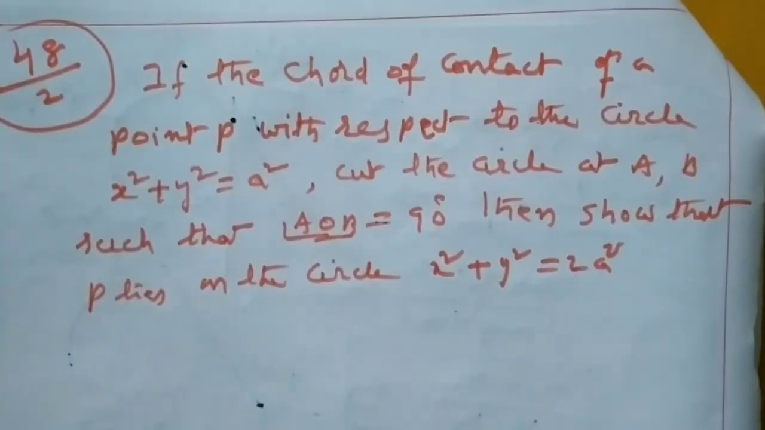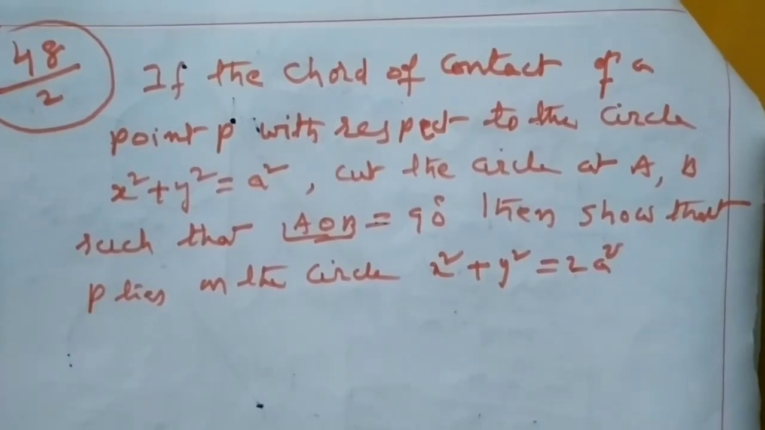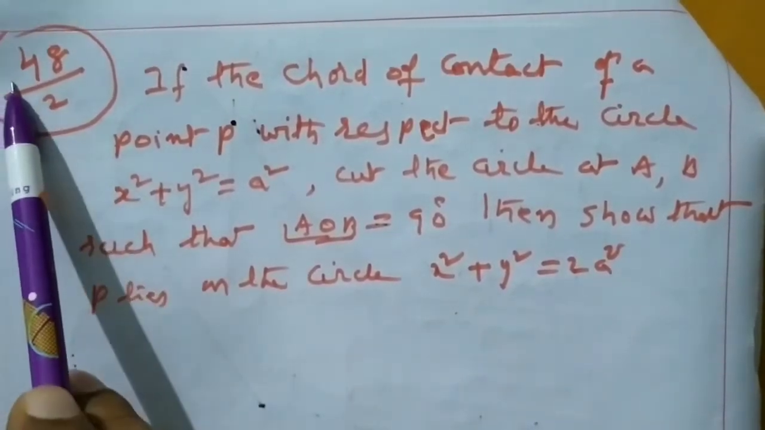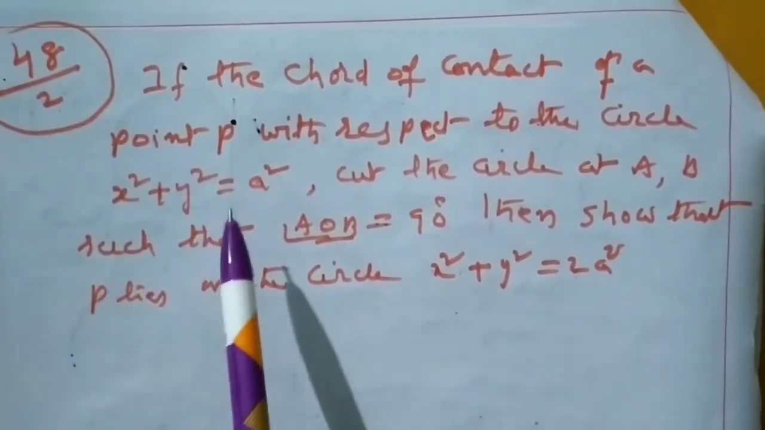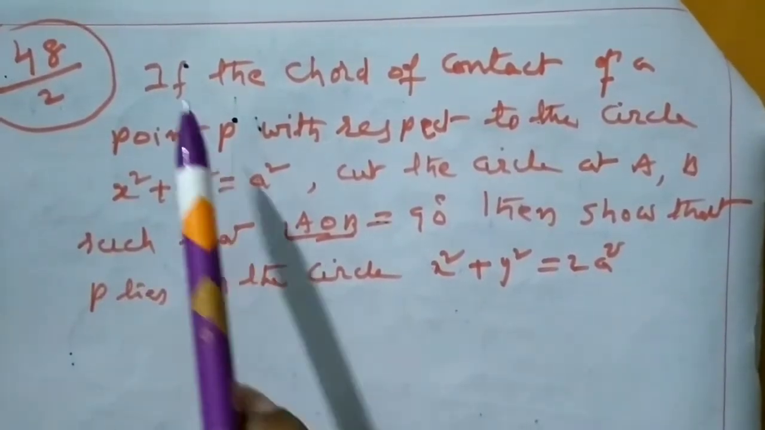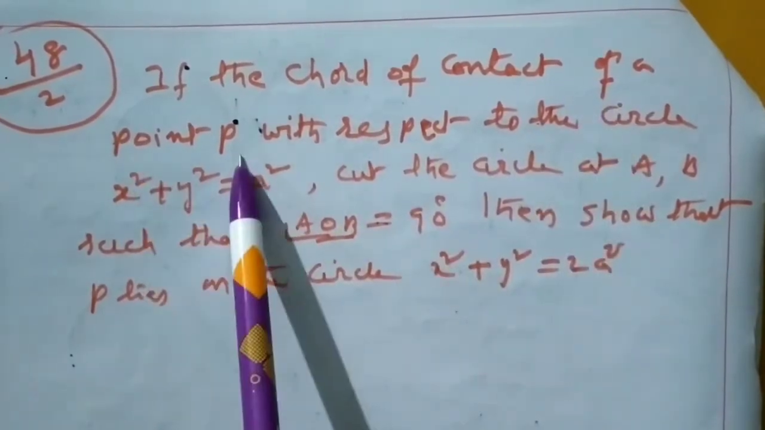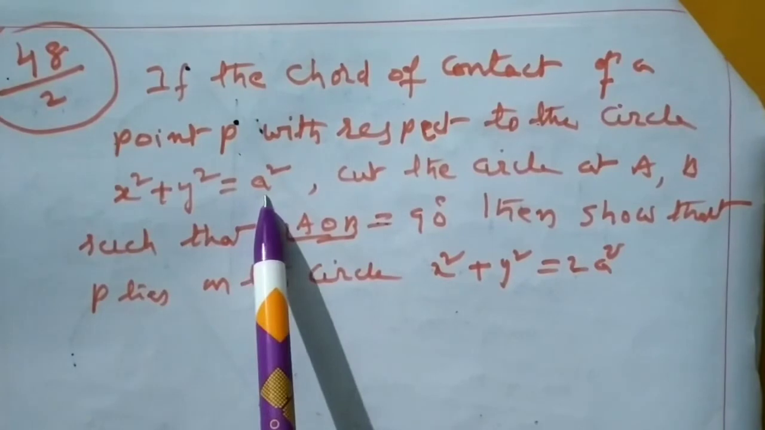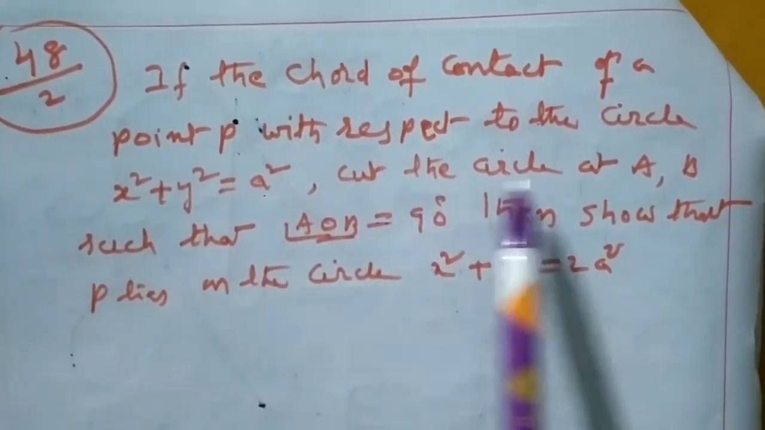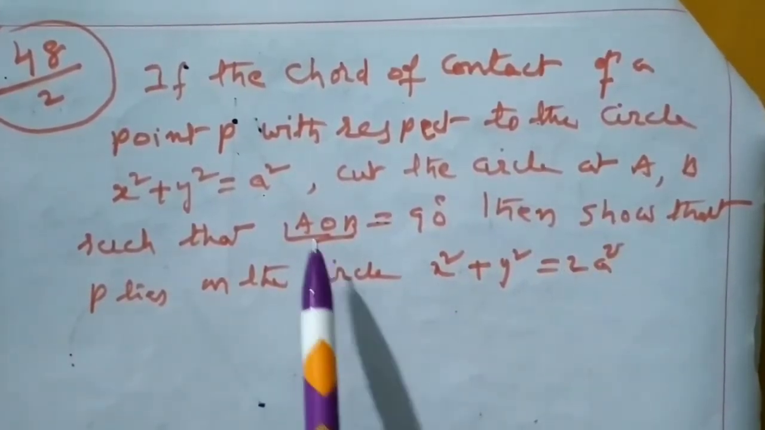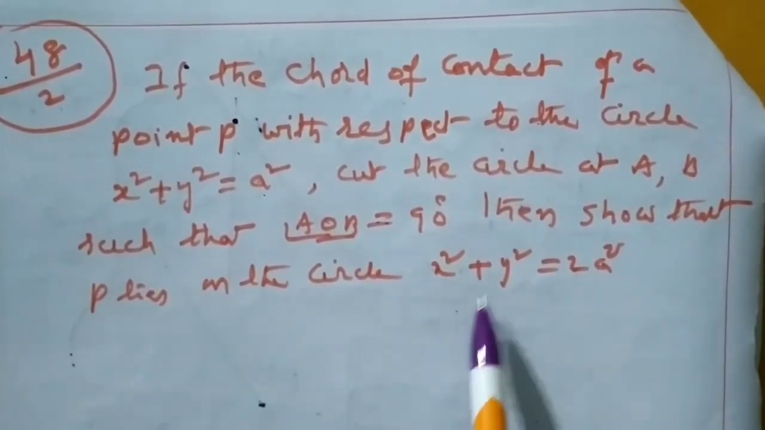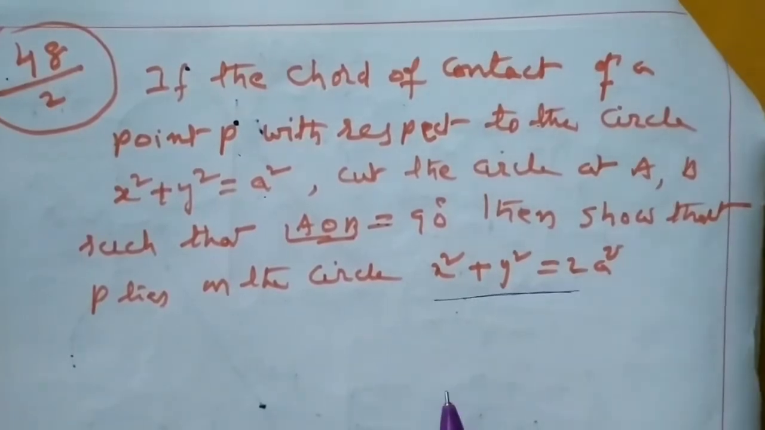See, this is another important sum in our textbook. This problem is taken from page number 48, problem number 2. If the chord of contact of a point P with respect to the circle x square plus y square is equal to a square cuts the circle at points A and B such that angle AOB is equal to 90 degrees, show that P lies on the circle x square plus y square is equal to 2a square. This is a problem based on locus.